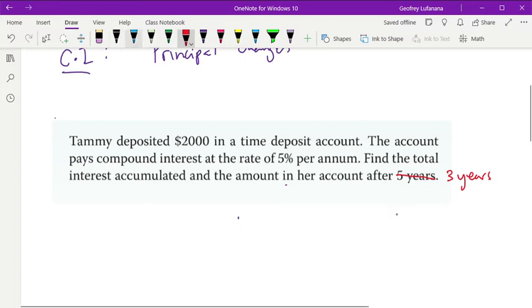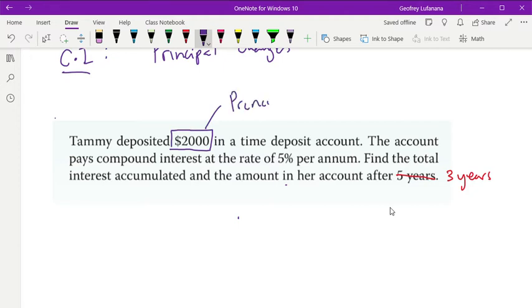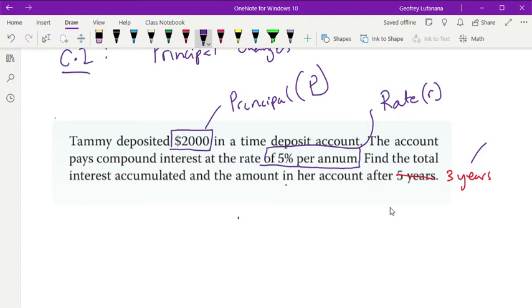Okay, just like we previously learned, the keywords remain the same. The amount you start with is still the principal, P. The interest rate, 5% per annum, is still there, so we have that as the interest rate. I'm going to abbreviate it with a small r, and we still have time. Once again, our time we are going to use 3 years.